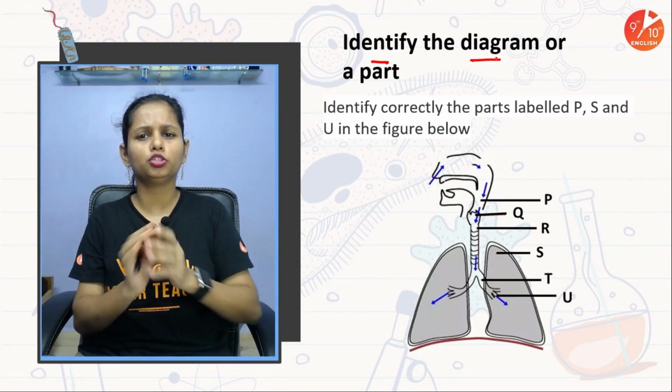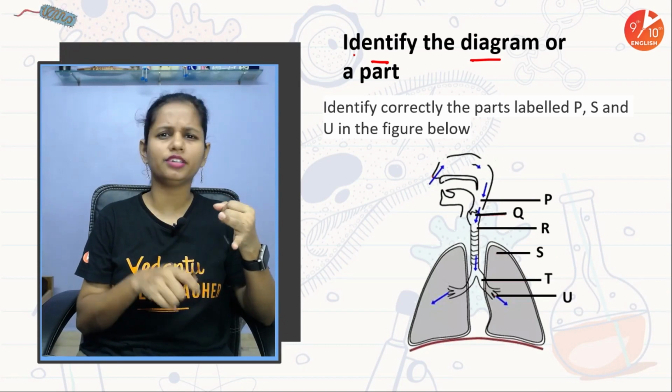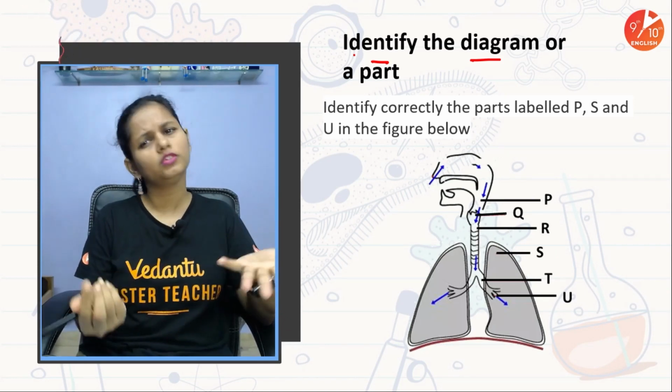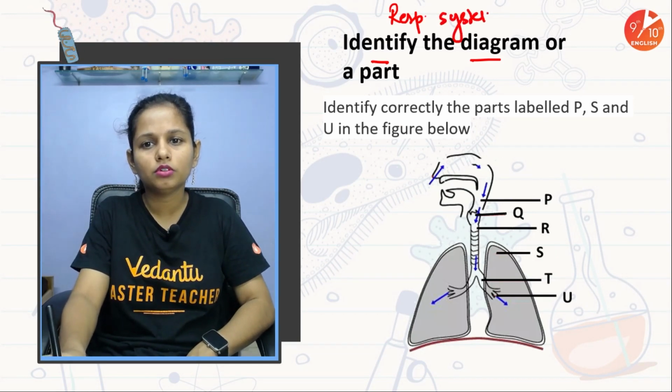So yeah, that's it. And then the next variety of question that you may expect: identify the diagram. What is this diagram, kids? It can be very simple, like respiratory system, excretory system, nervous system, circulatory system. So of course this is the diagram of respiratory system.